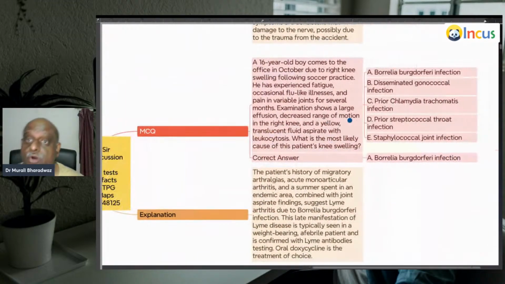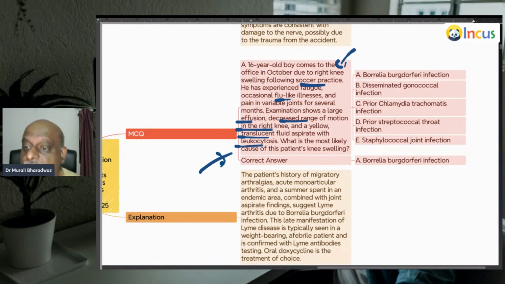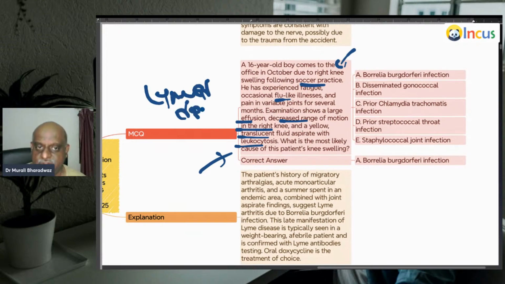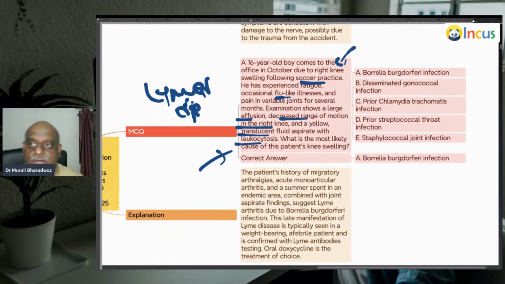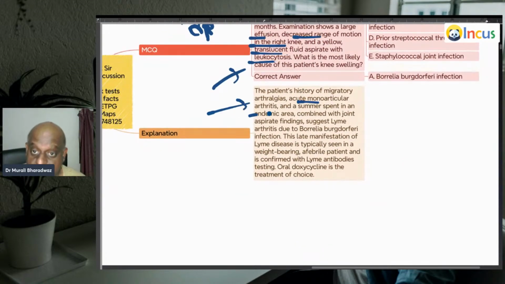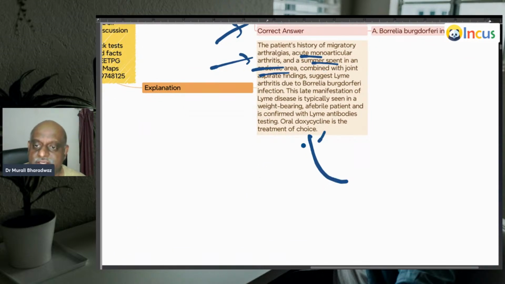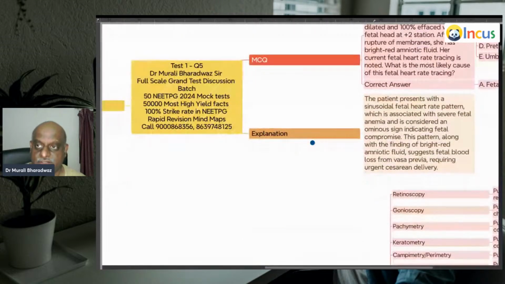A 16-year-old boy comes to the office due to right knee swelling after a soccer practice. Occasional flu-like illness, large effusion, decreased range of motion in the right knee, yellow translucent fluid aspirate, leukocytosis. So Lyme disease, Borrelia burgdorferi, migratory arthralgia, acute monoarticular arthritis, summer spent in an endemic area. They all suggest Lyme disease. Oral doxycycline is the treatment of choice.